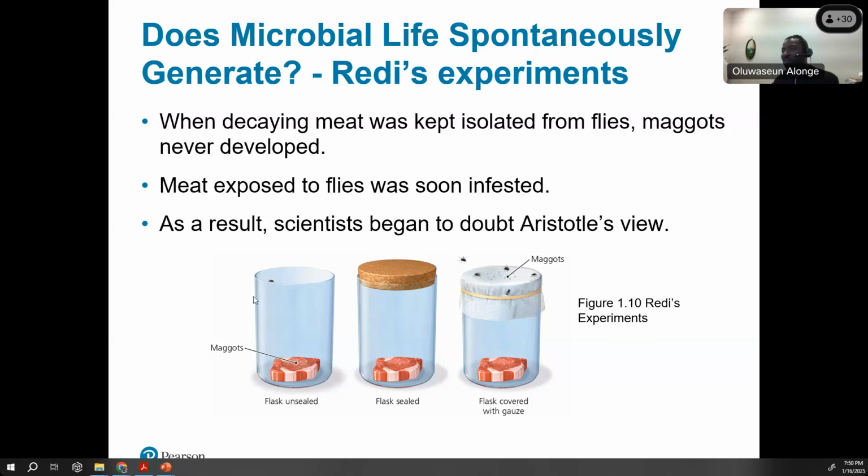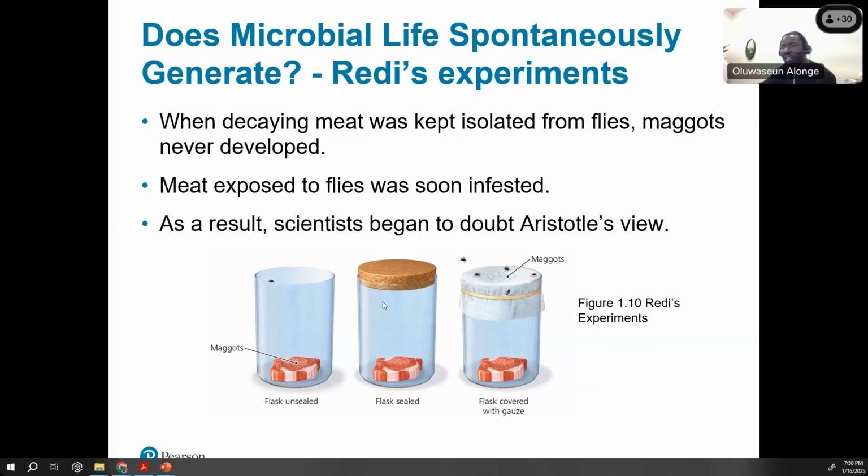He saw the one that was exposed, maggot grew there. Because this one that was totally closed, maggot did not grow there, they were now beginning to doubt. Okay, so if the issue of spontaneous origination actually happens, then they should grow here.